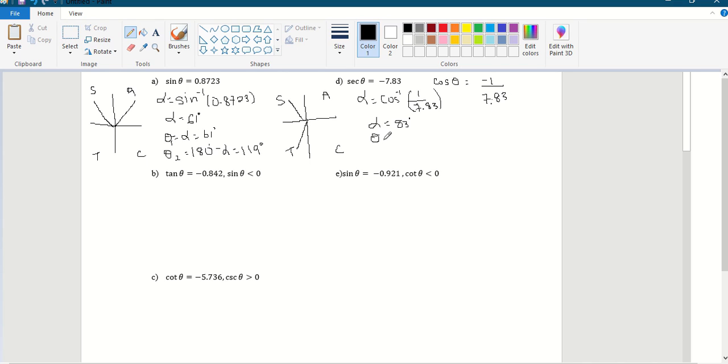Now theta 1 in the second quadrant will be 180 minus alpha. Theta 2 in the third quadrant will be 180 plus alpha. So in our case we will do 180 minus 83, which gives us 97 degrees, and 180 plus 83 we will get 263 degrees.